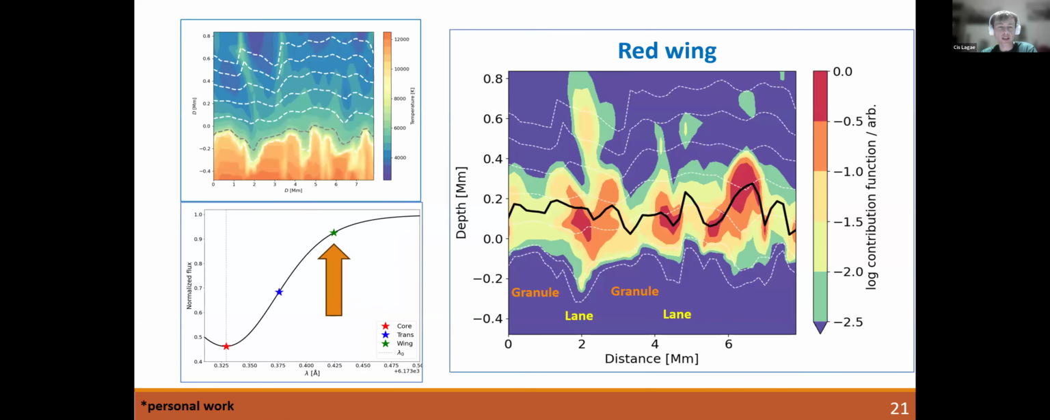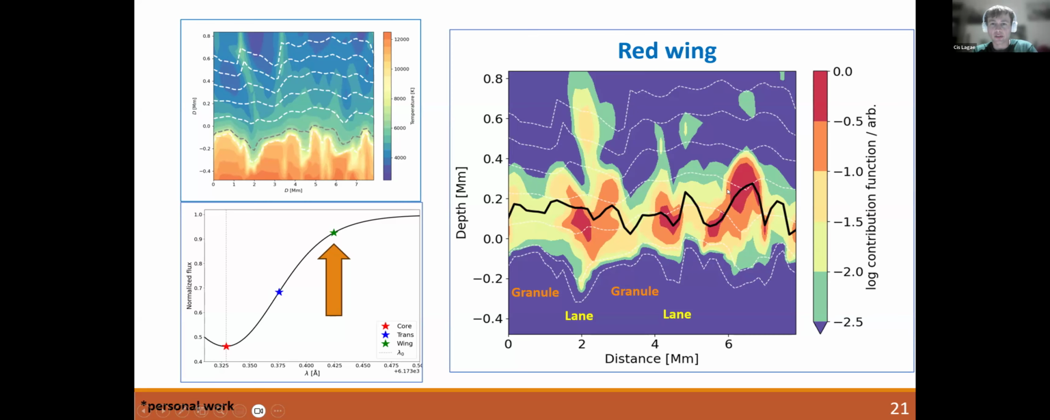Starting with the wing, our green point, it's on the red side, which means it's redshifted relative to the line center. So hopefully we're probing things that are moving away from us. I've again plotted the temperature on the top left to give you a reference. Then on the right, in big, I've shown the contribution function. Again, it is a measure of how much flux is absorbed at this specific wavelength at every point in the atmosphere, normalized to the maximum, in arbitrary units.